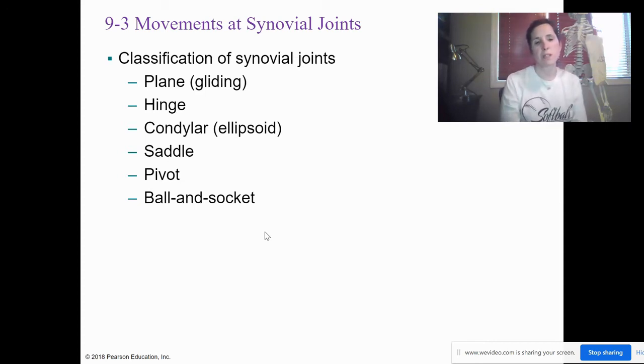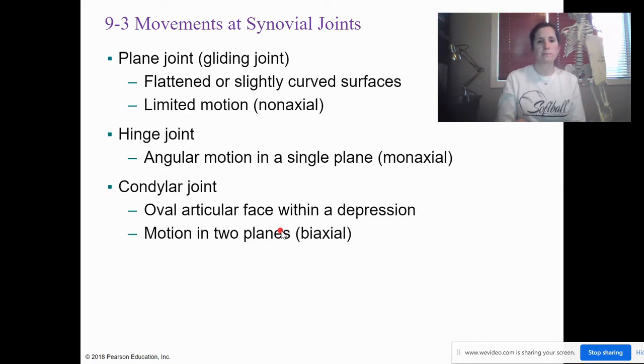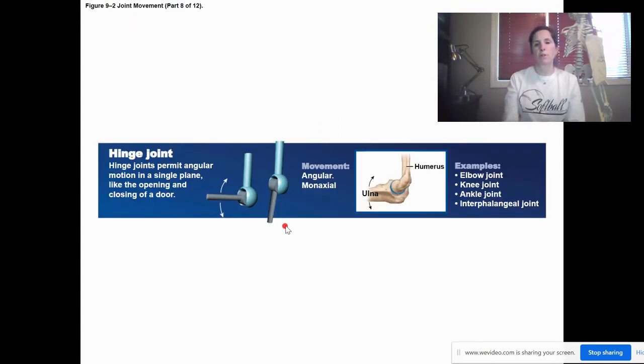All right, so when we do these activities in class, you'll want to think about the different types of synovial joint. There are a bunch of them. A plane joint is flattened, a gliding joint. There's not a lot of motion. A hinge joint is in a single plane. Condylar joint, you might think of condyles that we've learned before. This is the oval articular face with the depression. It's motion in two planes. These are biaxial. Your book does a pretty good job with these.